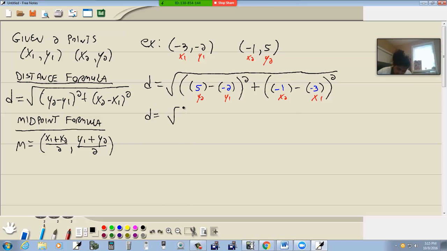Usually where people mess up on the distance formula is on the signs, if they do mess up. So here I see there's a negative, and remember that gives you a positive. So we got 5 plus 2 squared plus -1, and over here we have a negative. And that gives us a positive 3, and then all that squared. Now 5 plus 2 is 7, so we got 7 squared plus -1 plus 3 is 2, so that's 2 squared.